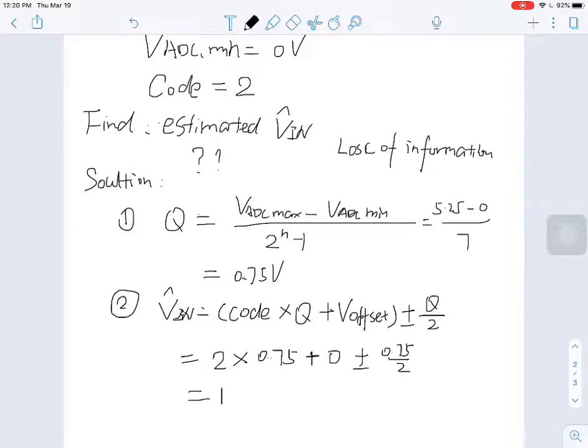And this is equal to 1.5 volt plus minus 0.375 volt. So now you can say if you know the digital code after the ADC output, you are only able to find out a range of voltage that corresponds to that code. So you don't really know the exact value, but you know that the input voltage is in between this range.